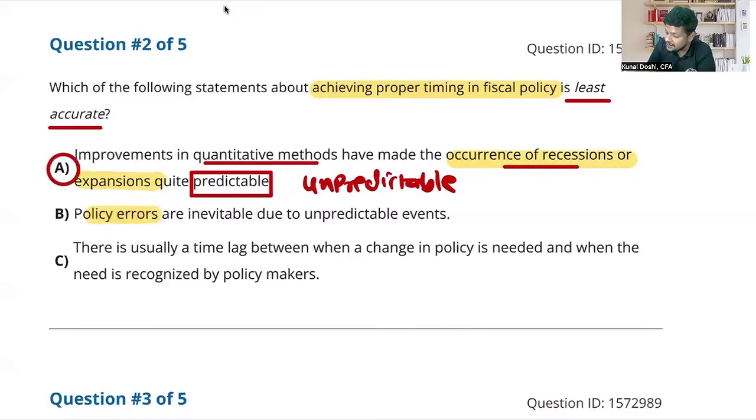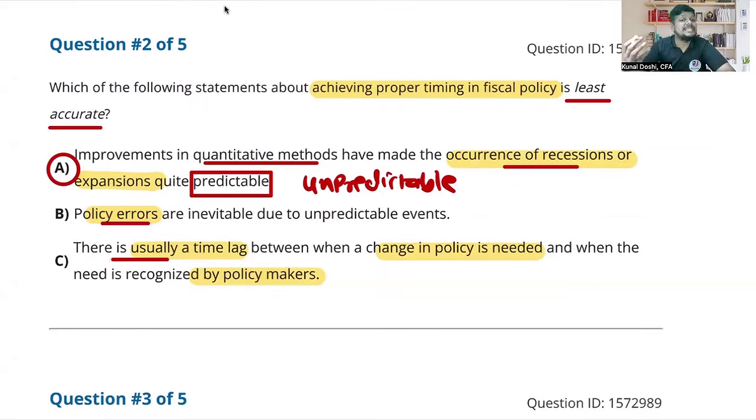Policy errors are inevitable due to unpredictable events. Correct. Policy can never be perfect. There is usually a time lag between when a change in policy is needed and when the need is recognized by the policymakers. Correct. There is an implementation lag. There is a recognition lag. So there's nothing wrong. So B and C are correct.